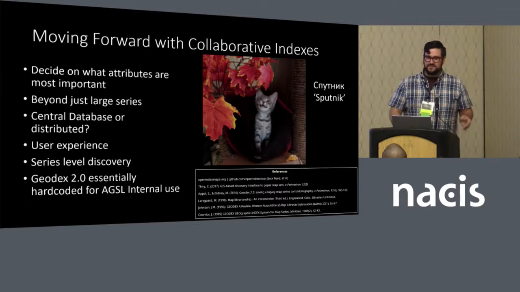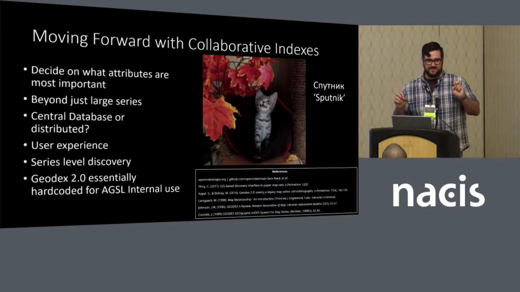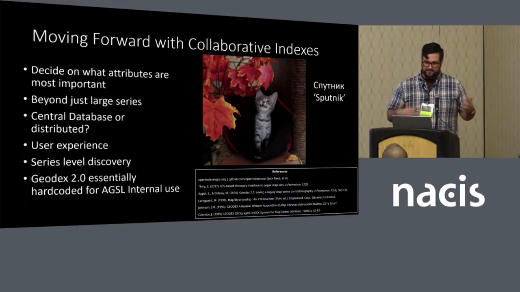Beyond just large series, especially series that are not that fishnet style, things that have various scales, like nautical charts that vary wildly in scales. We want to be able to incorporate those too, and Geodex handles those really well. Keeping them in one central database or just having them able to be shared.